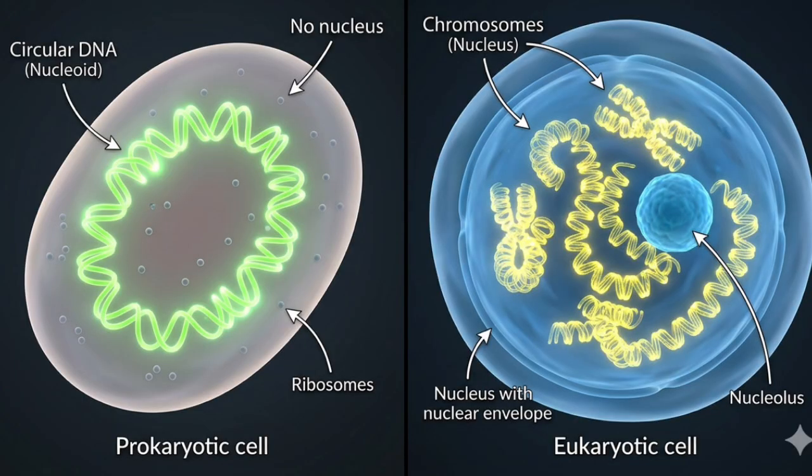They have ribosomes for protein synthesis, but these are smaller, called 70S ribosomes. While the eukaryotic cells have multiple organelles. Mitochondria produce energy in the form of ATP. Endoplasmic reticulum helps make proteins and lipids. Golgi apparatus packages and ships proteins.